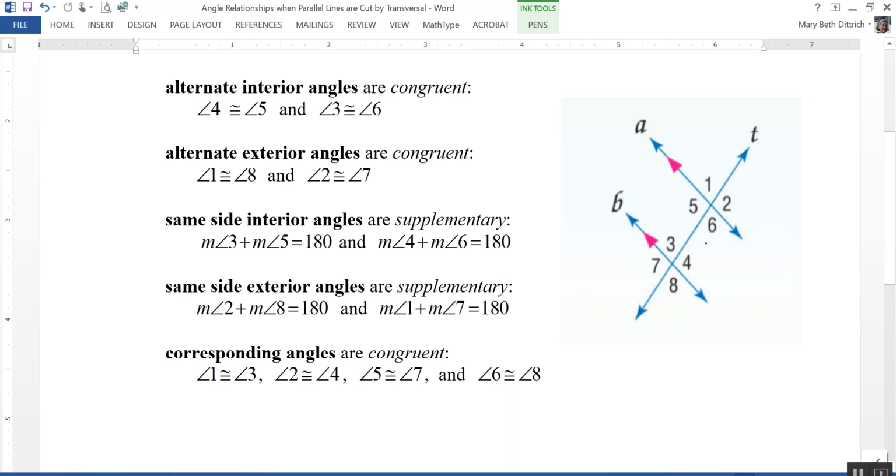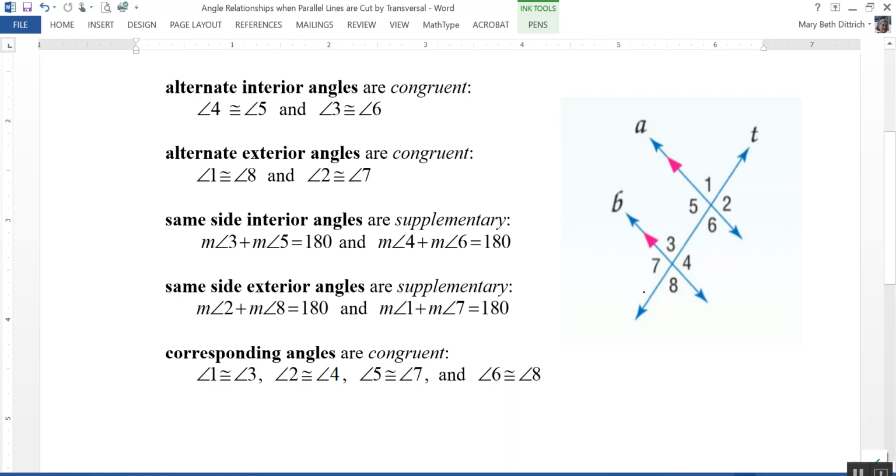Alternate exterior angles are also congruent. So a couple pairs of those would be 1 and 8, those are going to be congruent, and 2 and 7 are congruent. Those are called alternate exterior because like 1 and 8 are on alternate sides of the transversal, and they're both on the exterior of the two parallel lines.